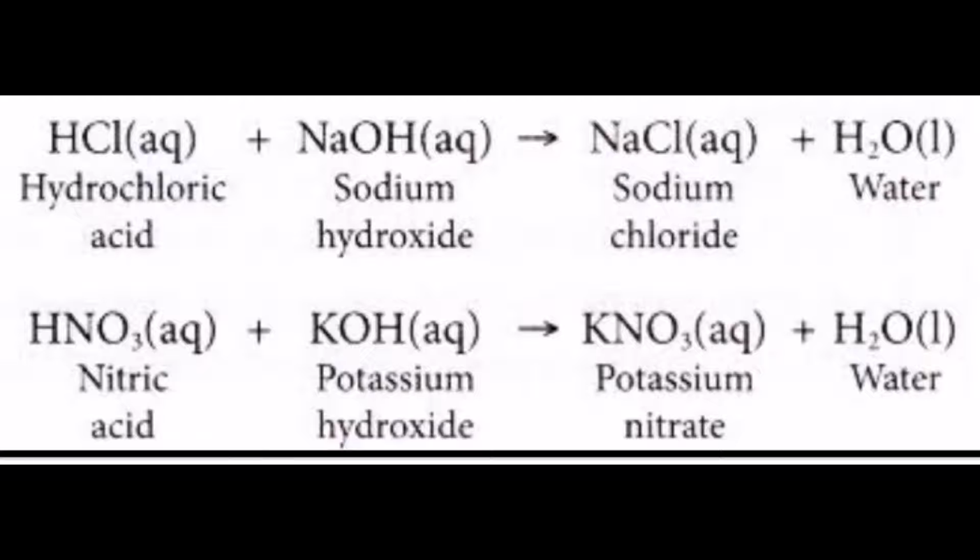First, as in the previous picture, HCl, hydrochloric acid, and the base sodium hydroxide, NaOH, when they react they form NaCl, sodium chloride, that is our salt, and water, H2O. The next example is nitric acid, HNO3, which reacts with the base potassium hydroxide, KOH, and forms potassium nitrate, KNO3, that is the salt, and water, H2O. So in the process of neutralization, acid and base react and form salt and water.